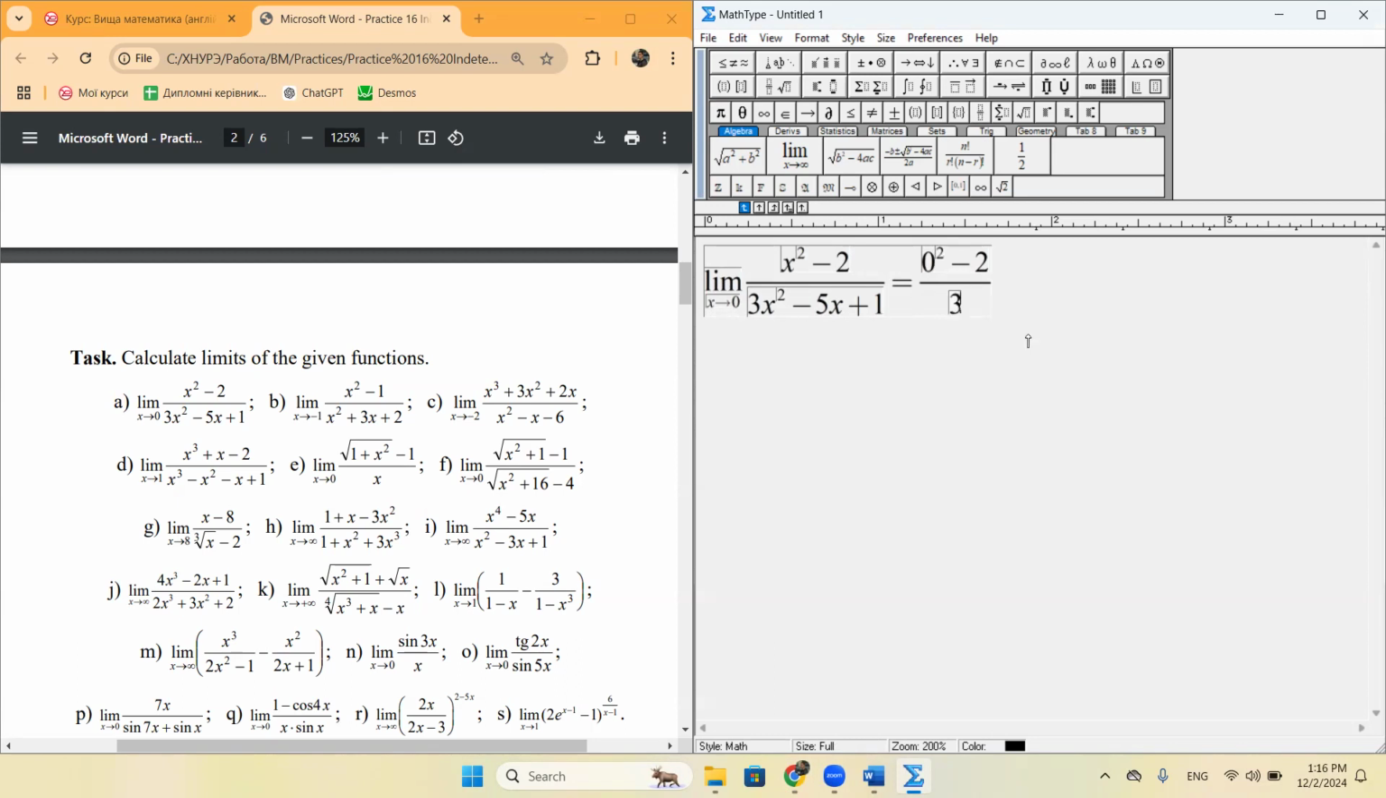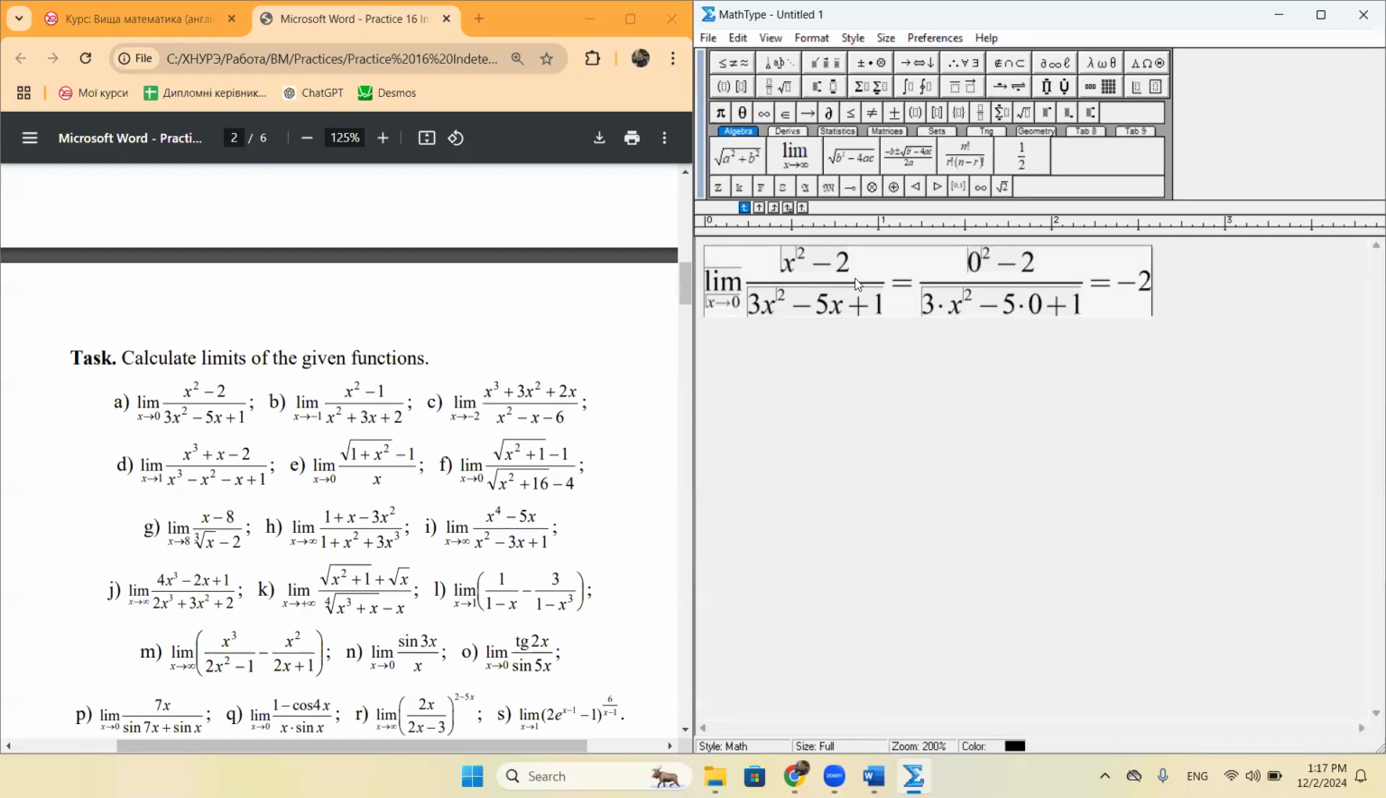So let me write it in more detail. It equals minus 2. So no indeterminates. This is only for this example.